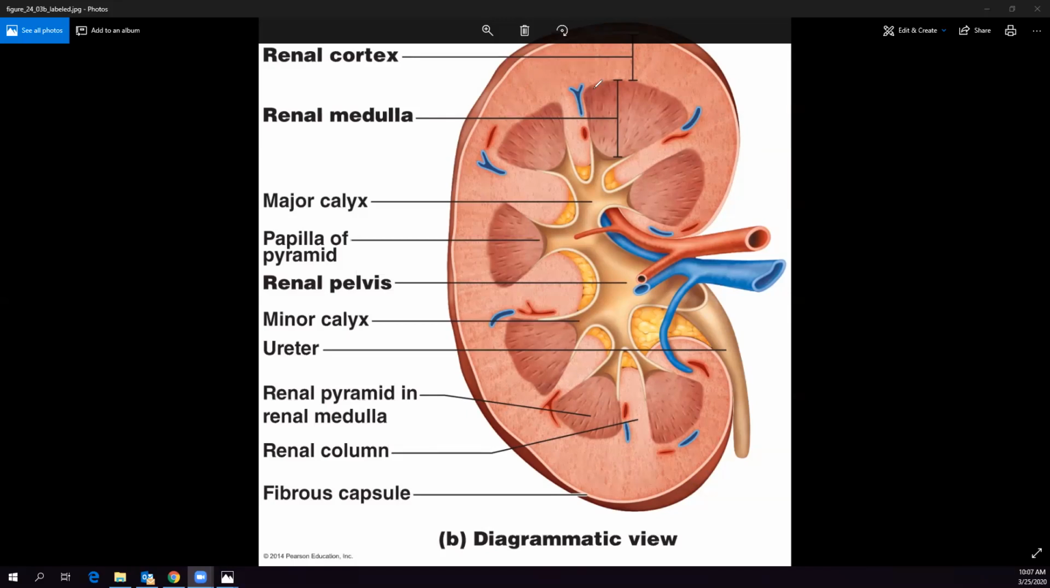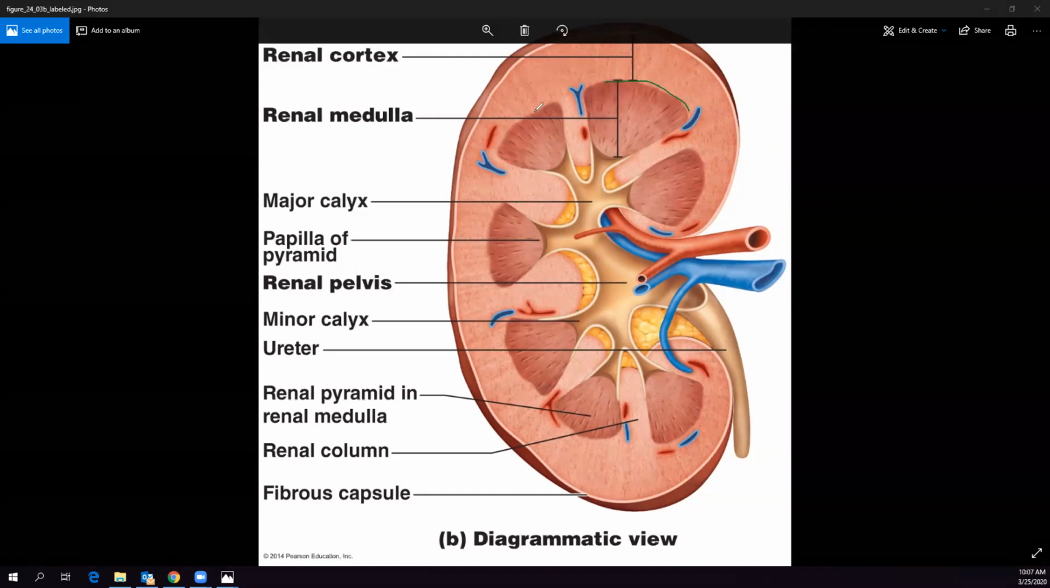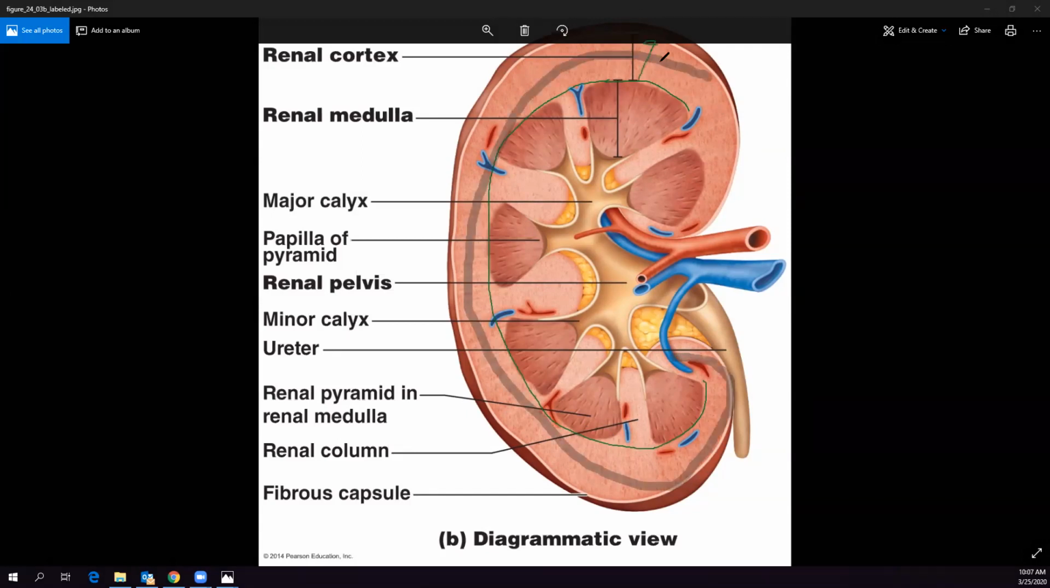Okay, so I'm going to outline right here. This is the border of the cortex right here. Everything going out to this area right here is all cortex. And then the material that we have inside of that is all medulla. So all to here is medulla.